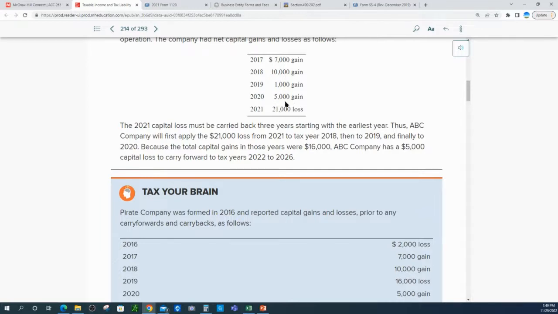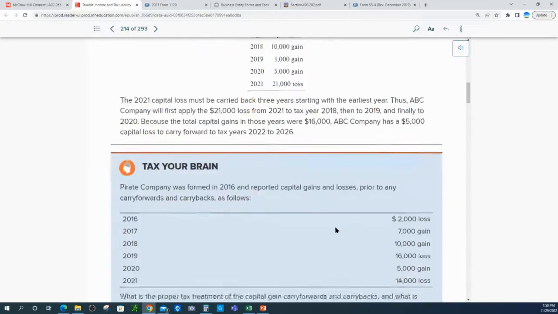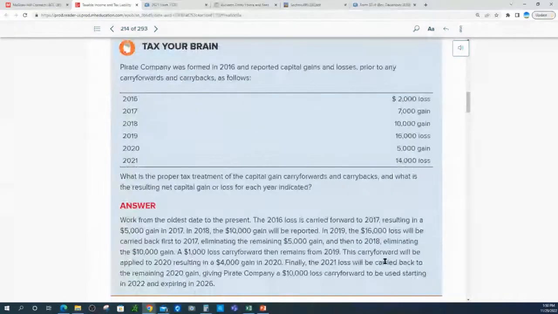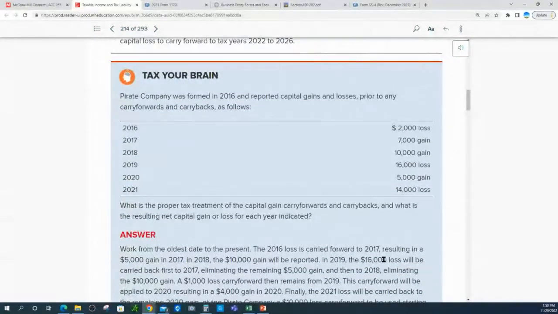And these are capital gains, by the way. It's not going to offset other gains. It doesn't offset other income. You've got to have capital gains. And then we'll offset that $5,000 gain in 2020. And then we've got $5,000 to carry forward, and we've got 5 years to carry it forward. Okay, so let's take a look at this one here too.